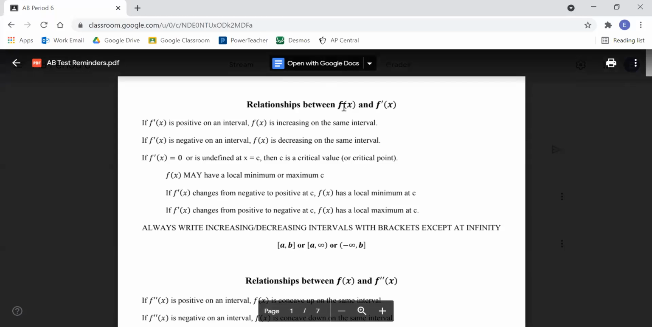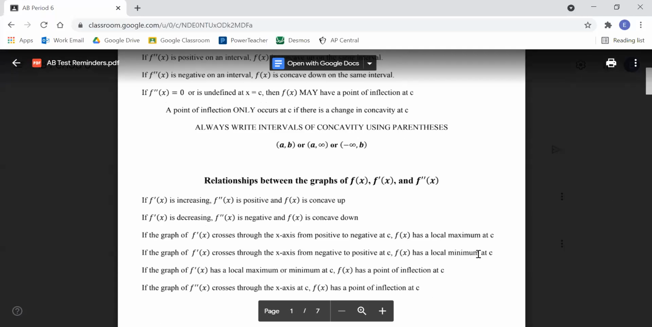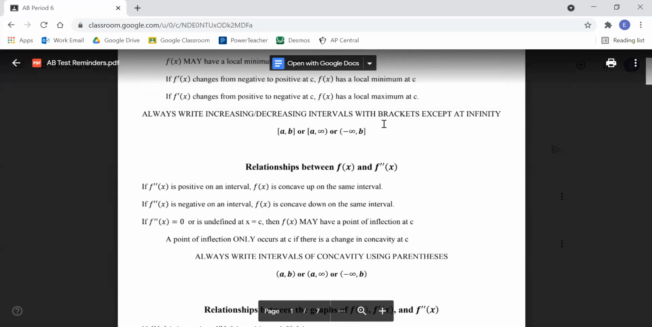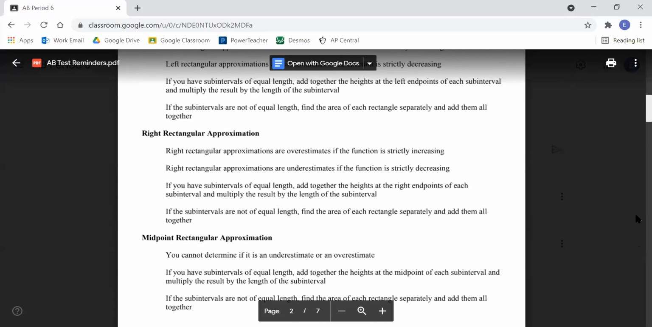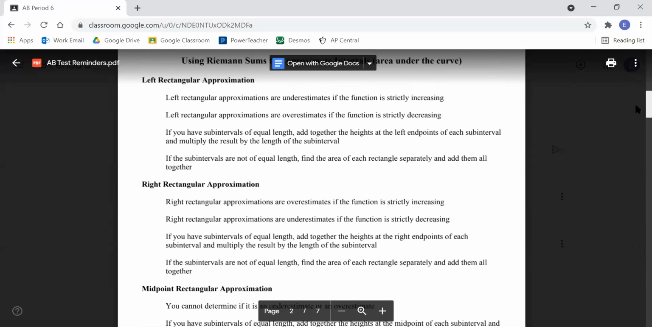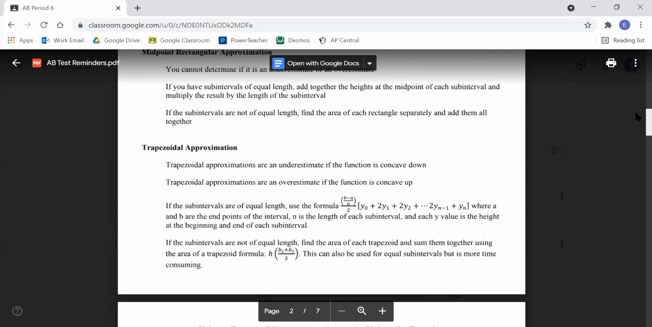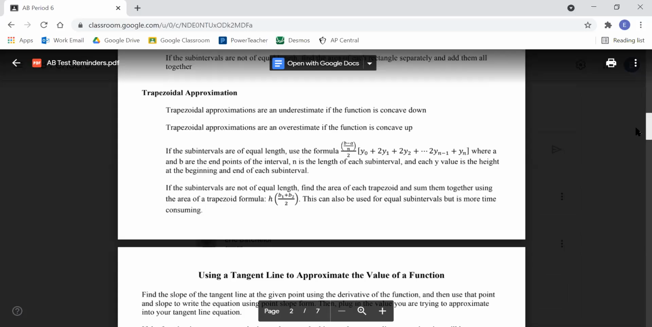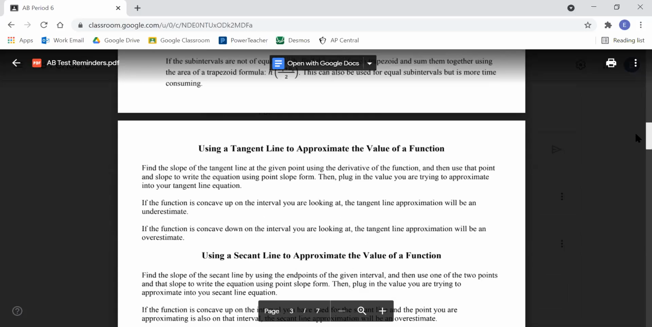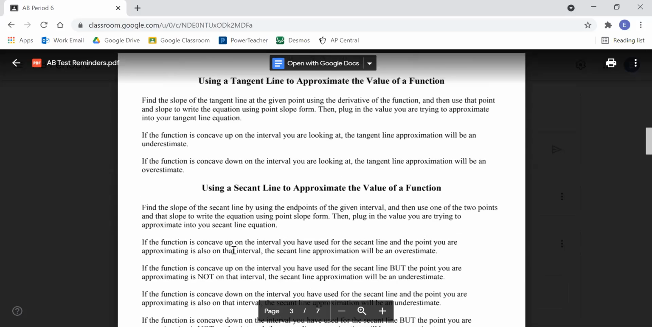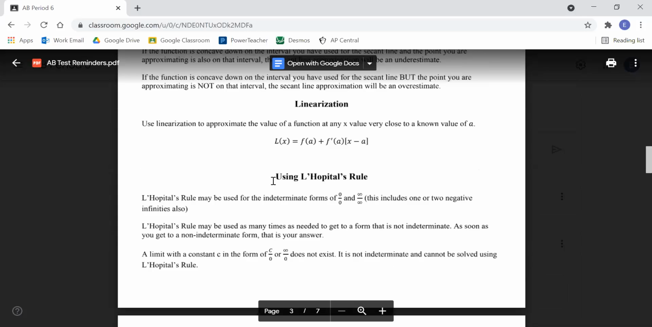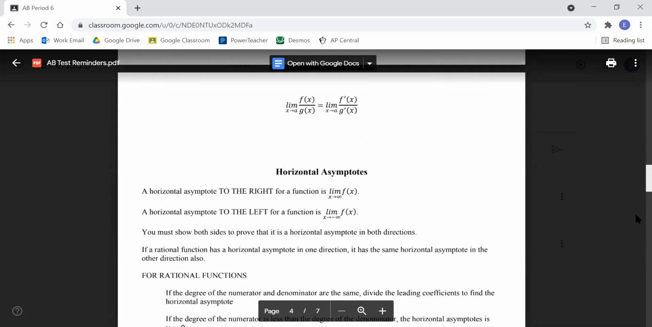Like stuff between a function and its derivative, a function and its second derivative, how all 3 of those things are related on graphs, when to use parentheses, when to use brackets, those kinds of things. All the information about different approximations, when they're overestimates, when they're underestimates, how to do all that kind of stuff. When a trapezoidal is an under or an overestimate. Same thing I was just talking about, using the tangent line, the secant line, like that problem we were just working through, all that information about that one is here. L'Hopital's rule, the linearization formula, important stuff.